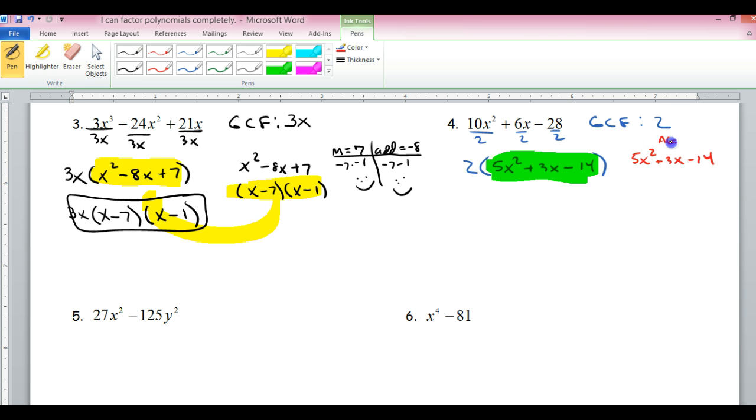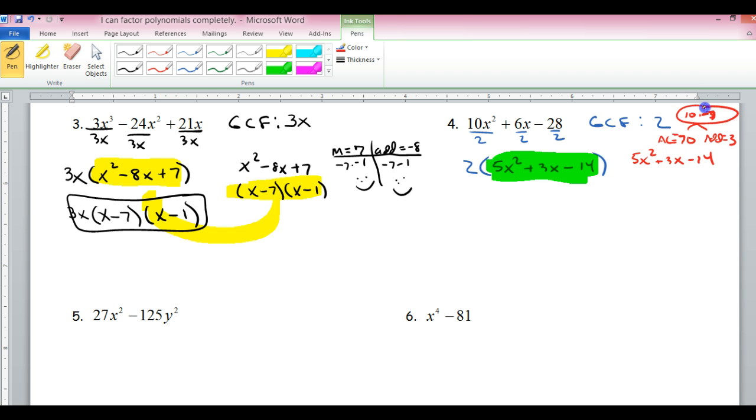So, what numbers multiply to give you AC, which is 5 times 14? What is 5 times 14? It is 70, or sorry, negative 70, because it's negative 14. And then adds up to that middle term, which is 3. Numbers that multiply to give you negative 70 and add up to 3 would be 10 times negative 7.